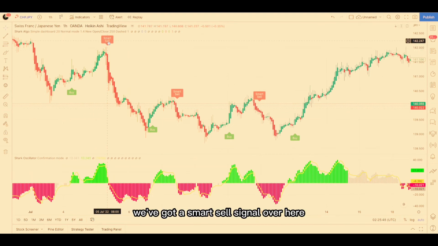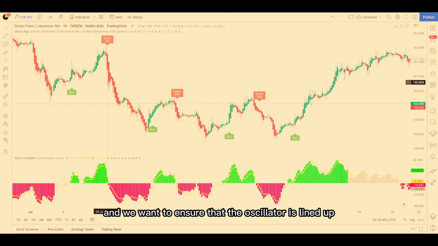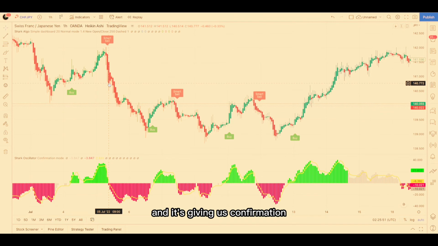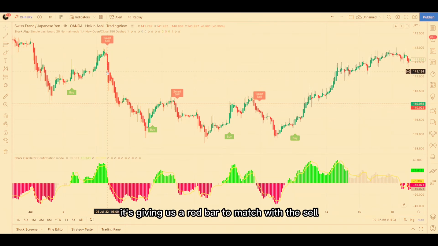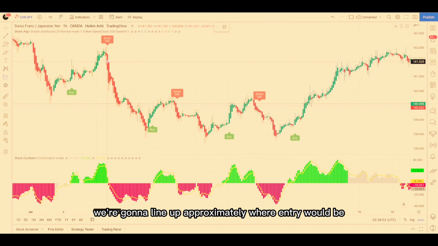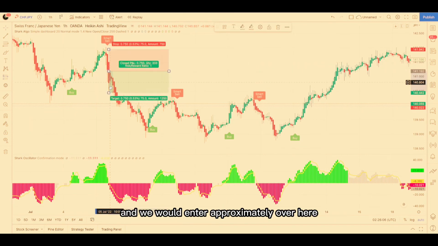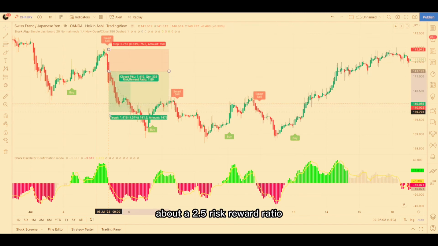We've got a smart sell signal over here. We wait for the next candle, and we want to ensure that the oscillator is lined up and it's giving us confirmation, it's giving us a red bar to match with the sell. So I'll give you guys a quick example so you can see. We're going to go short. We're going to line up approximately where entry would be, so the next candle, and we would enter approximately over here. We're going to adjust our take profits, about a 2.5 risk to reward ratio.